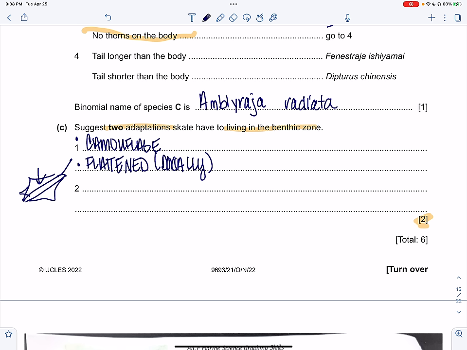Same with shelled organisms and things that live at a sandy shore. They are also flattened and they have camouflage. They have protruding eyes. Don't have to say protruding though. Could also just say eyes on the top of their head.